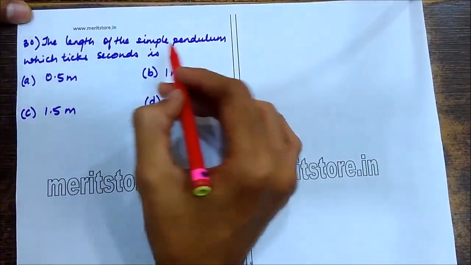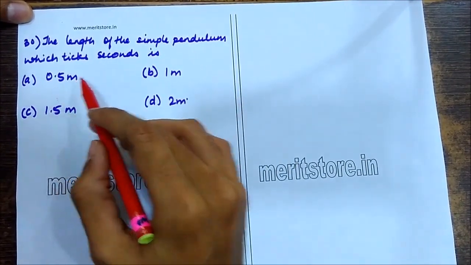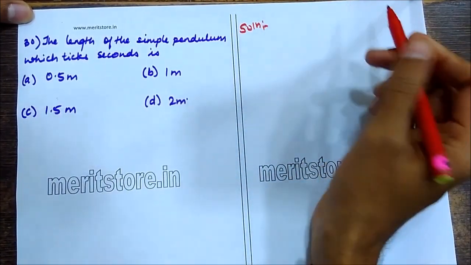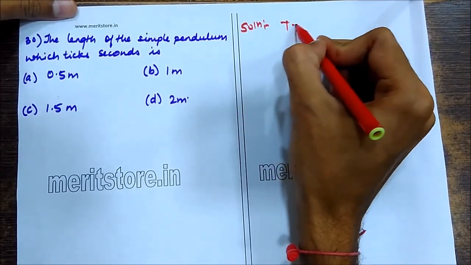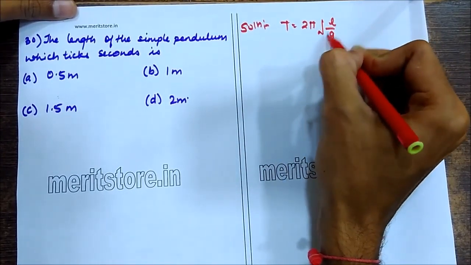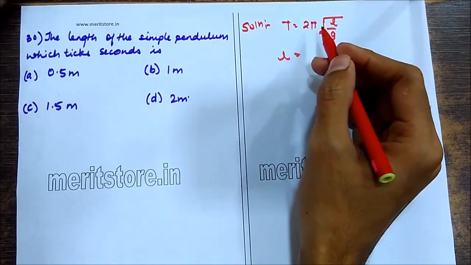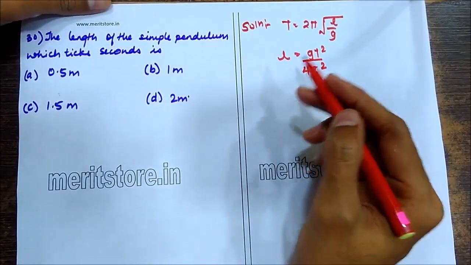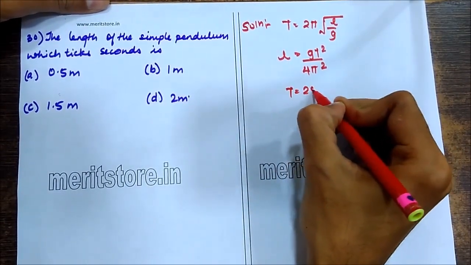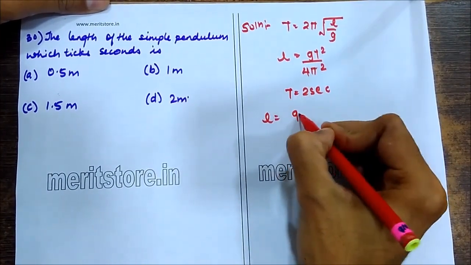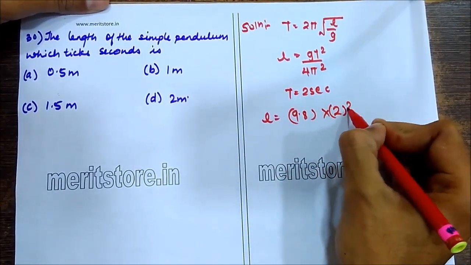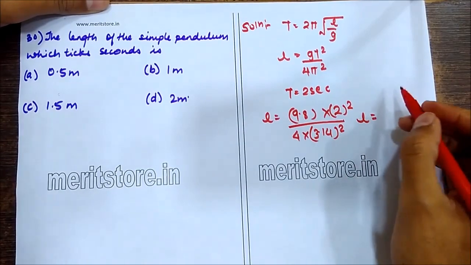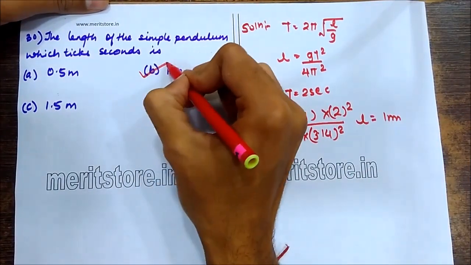Question number 30. The length of a simple pendulum which takes 2 seconds is: A, 0.5 meter; B, 1 meter; C, 1.5 meter; D, 2 meters. Solution. Here the time period for the simple pendulum is T equals 2 pi under root L upon g. We can write the equation in terms of L, which equals g T square upon 4 pi square. The time period for the simple pendulum is 2 seconds. Substituting all the values, g is 9.8 multiplied by 2 square upon 4 into 3.14 square. The length comes out to be 1 meter. So B is the correct option.